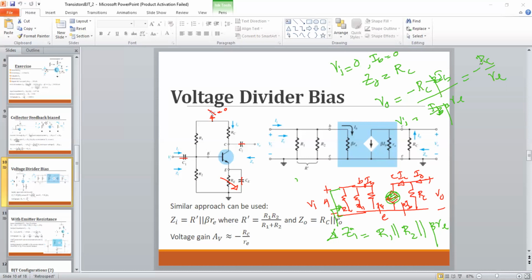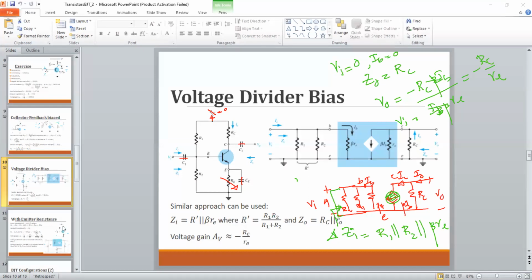The gain from the very first, simple fixed bias method and this voltage divider bias method is very similar. It's minus RC over RE. But once you think of biasing a circuit and making it very stable, the voltage divider bias is the best compared to the fixed bias method. Fixed bias is very simple, but voltage divider bias is more reliable and adaptive. But gain-wise both are the same. The collector resistor is the one affecting the gain of the transistor circuit.